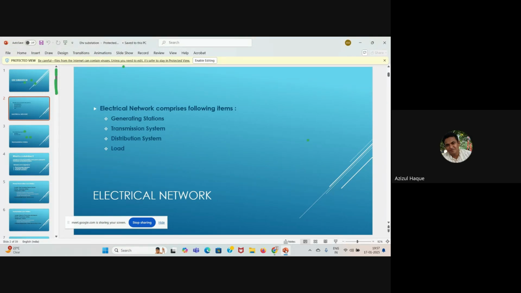So let me ask you, have you visited an electrical substation physically? Yes, sir, I have visited. At what voltage level was the substation? Is it 400 kV, 765 kV? Have you visited a 765 kV substation? Sir, it was a 132 kV substation. Okay.